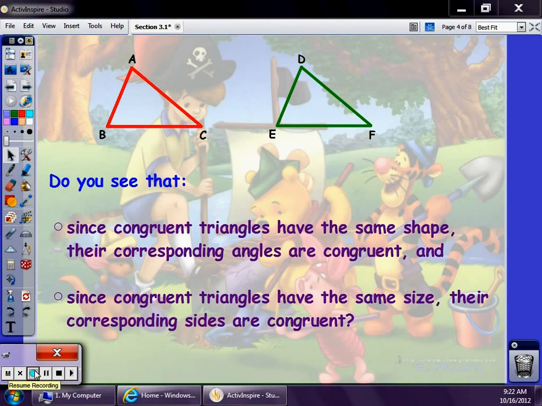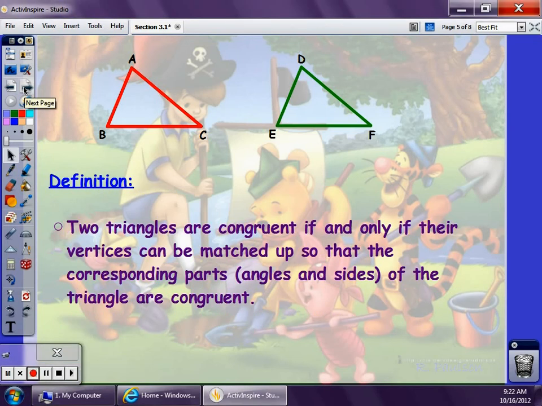Do you see that since congruent triangles have the same shape, their corresponding angles are congruent, and since congruent triangles have the same size, their corresponding sides are congruent? Based on this, we have the following definition. Two triangles are congruent if and only if their vertices can be matched up so that corresponding parts, which are the angles and sides, of the triangles are congruent.